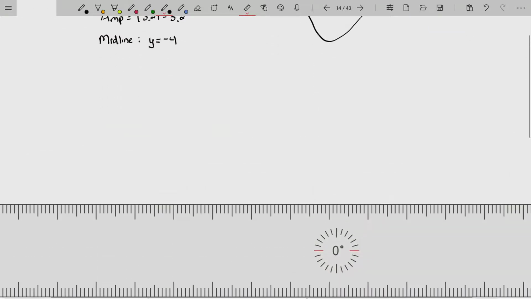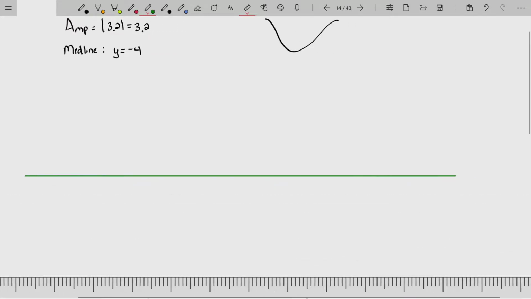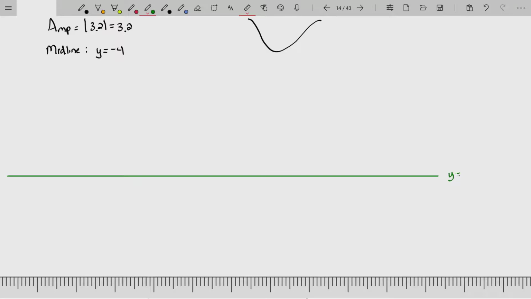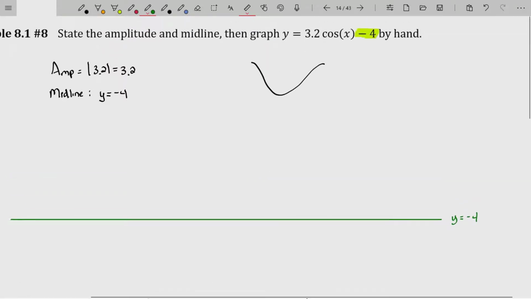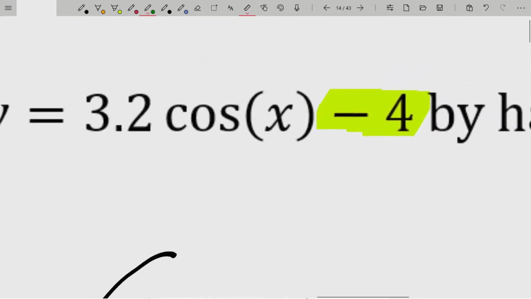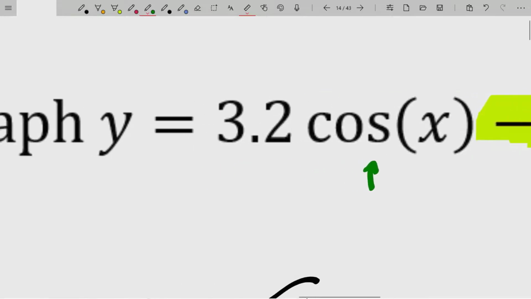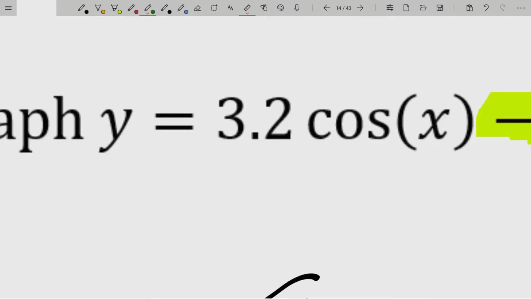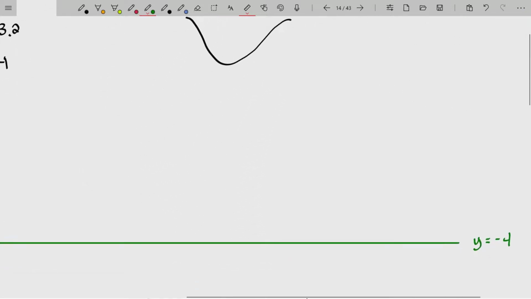So I'm going to grab this, and this will be my midline. I'm about to graph my midline, and I'll use green for the midline. So here's my midline right here. Let me move that off the screen. And this is at a height of negative 4. Once I've graphed my midline, I go ahead and graph the base function. The base function is the cosine function. If it's reflected, then I'll graph the reflection too. But it's not reflected, so I'm just going to graph this base function on my midline.